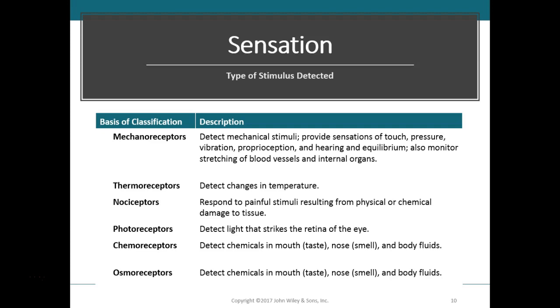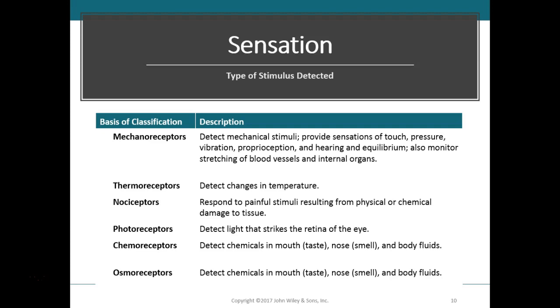Now I bring that up here because your nociceptors, remember, are your pain receptors. So these do not adapt, and that is very protective of the body, of course, because if there's a painful stimulus, we need to take action to stop that pain from occurring before damage happens to the body. So these receptors do not adapt. Your photoreceptors are going to detect light that hits the retina of the eye. Chemoreceptors detect chemicals that, in the case of taste and smell, are dissolved in water. They also help to detect the concentration of body fluids and how that may change.